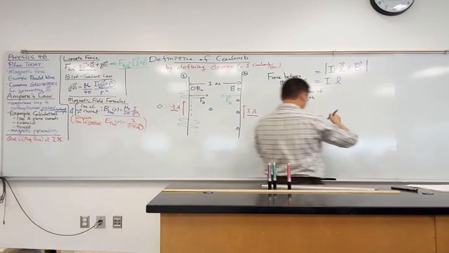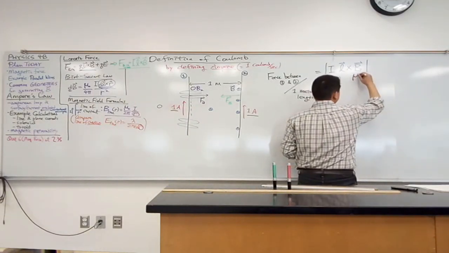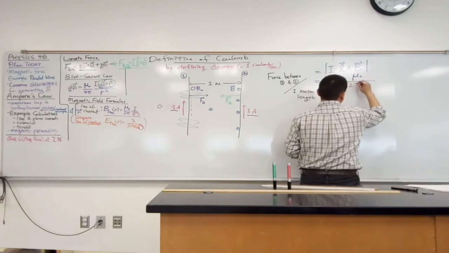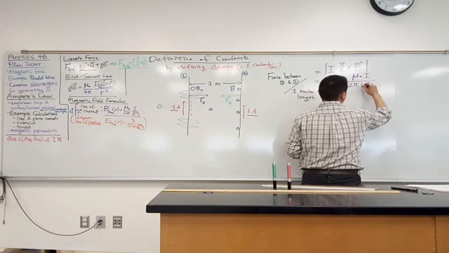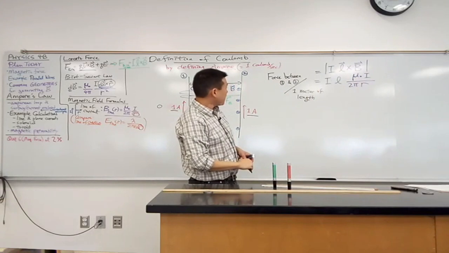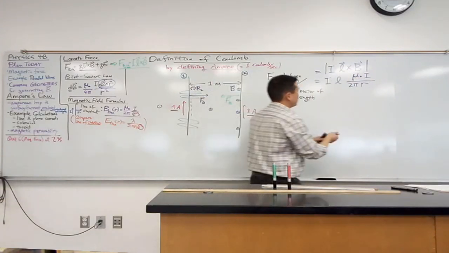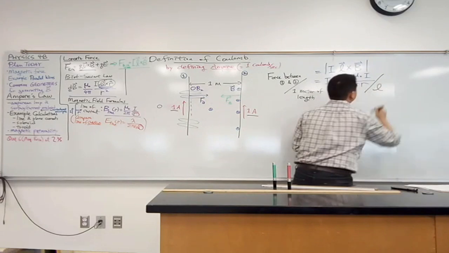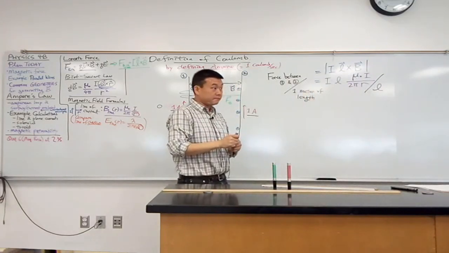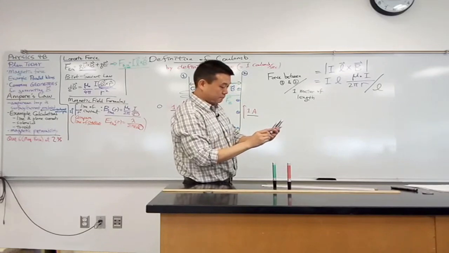Good? So let me write it down. Magnetic field will be mu naught I over 2 pi r. And for the per 1 meter of length, we are going to be dividing this by L. So it's the force per length that we are looking at. So L cancels out. I don't even have to plug in L, which is good.